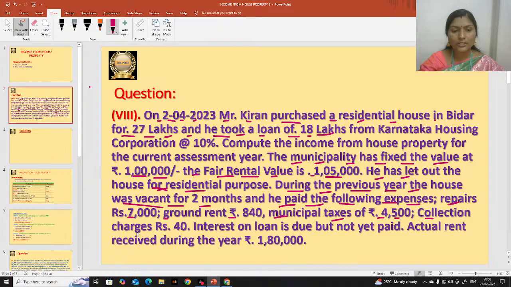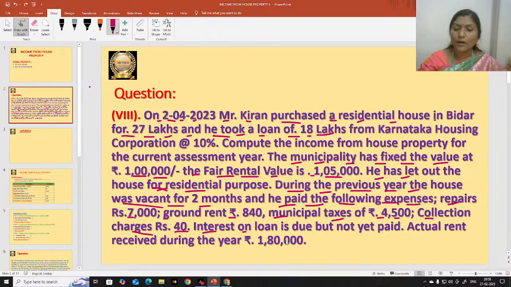And next, collection charges. Collection charges are 40, but collection charges we don't give as deduction from anywhere. So we can ignore that. Next one is interest on loan. Interest on loan is very important for us because we are going to give it as deduction under section 24 subsection B.